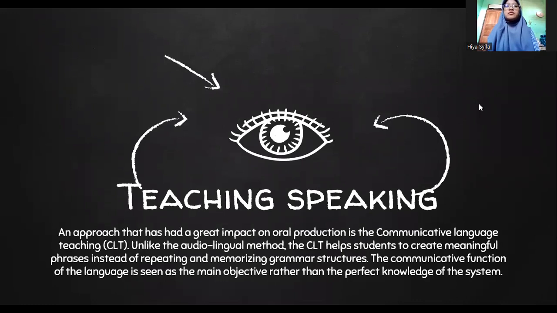Teaching speaking. An approach that has a great impact on oral production is communicative language teaching, which we shorten as CLT. Unlike the audio-lingual method, CLT helps students to create meaningful phrases instead of repeating and memorizing grammar structure. The communicative function of the language is the main objective rather than the perfect knowledge of the system. CLT encourages the development of speaking skill by promoting interaction as a means for learning a language. It instigates learners to use their knowledge of the formal aspects of the language to communicate successfully in real life situations.